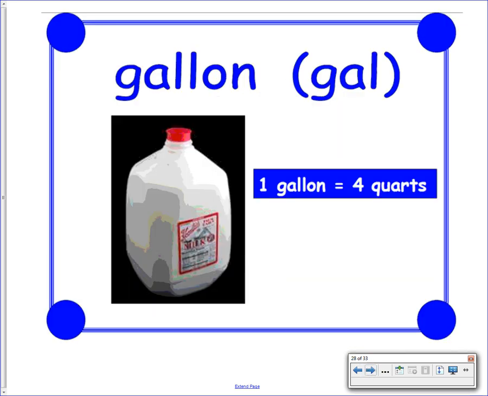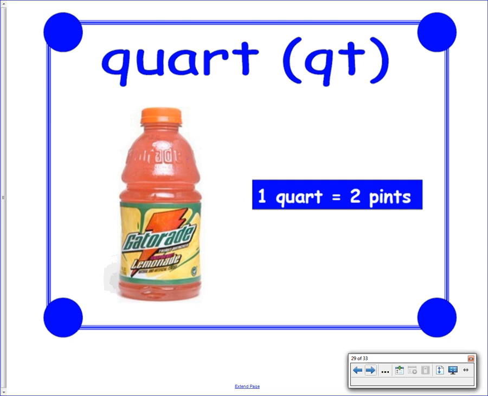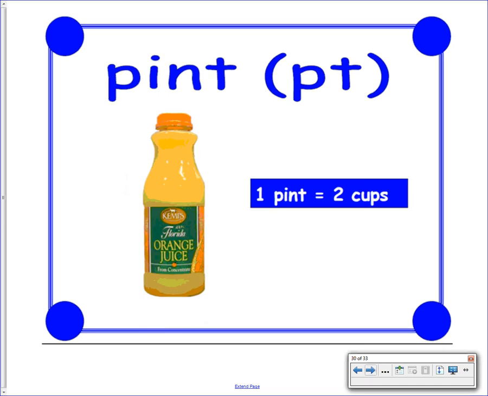Gallon is our big one. 1 gallon equals 4 quarts. Think about a gallon of milk. 1 quart equals 2 pints. A quart, think about it being a large bottle of Gatorade. A pint. 1 pint equals 2 cups. It's like a small container of orange juice, or even a big water bottle. Think about that being about a pint.